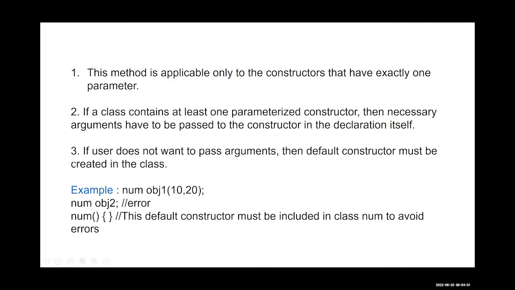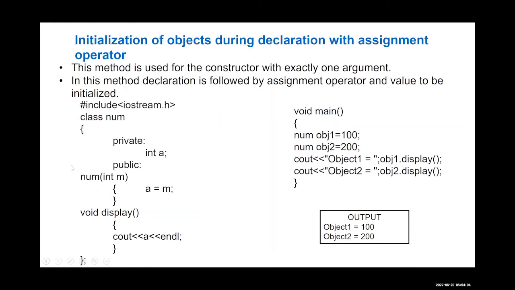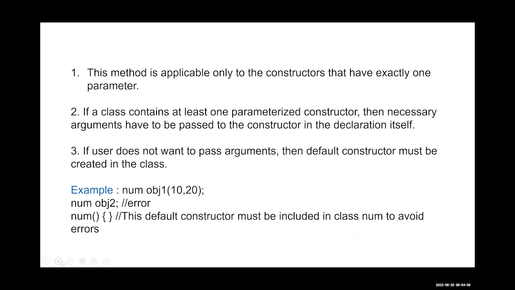So when it comes to the equal to operator, that is our initialization of objects during the declaration with the assignment operator. Remember, this method is applicable only to the constructors that have exactly one parameter. If a class contains at least one parameterized constructor, then necessary arguments have to be passed to the constructor in the declaration itself. If the user does not want to pass arguments, then a default constructor must be created in the class. The example is given here.